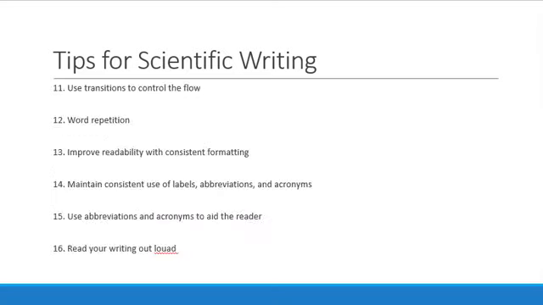Next up, use transitions to control the flow. Sentences and paragraphs should flow seamlessly. Place transitional phrases and sentences at the beginning and end of the paragraph to help the reader as they move through the section. Word repetition. Avoid repetitive uses of the same word or phrase. Opt for a more descriptive alternative whenever possible. Make sure you're not using the same word in a sentence twice.